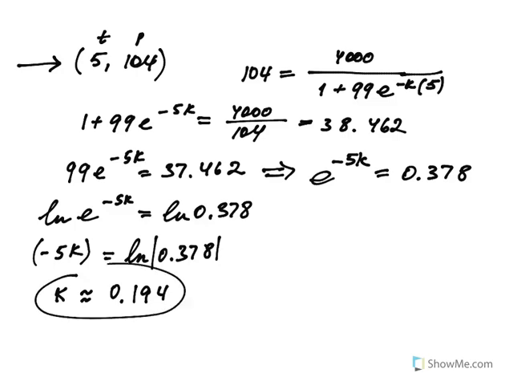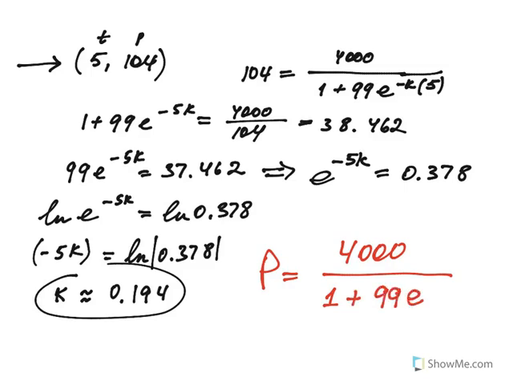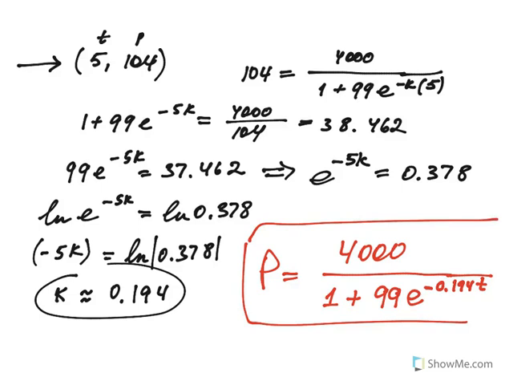Okay, excellent. So now let's put it all together. So our final equation is P equals carrying capacity 4,000 over 1 plus b is 99, e to the power of negative, and k, we just found it, is 0.194 times t. And we're done. And this is our logistic model that represents this interesting situation. Now, we're not done yet. So that was only part A, believe it or not.